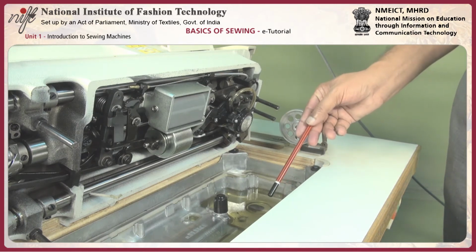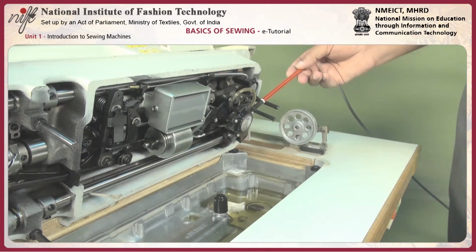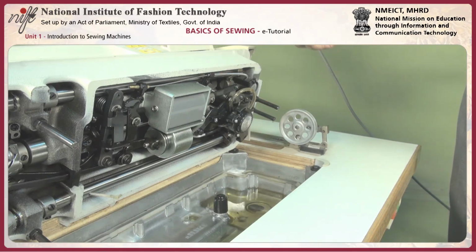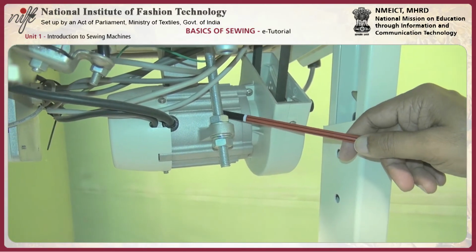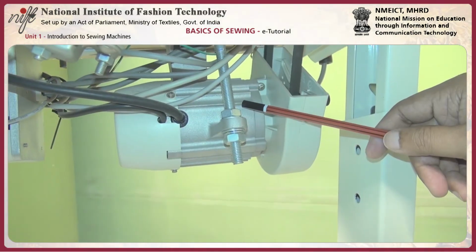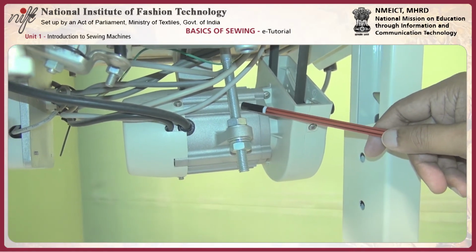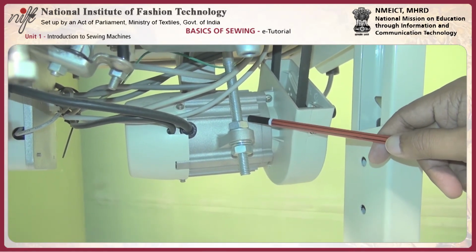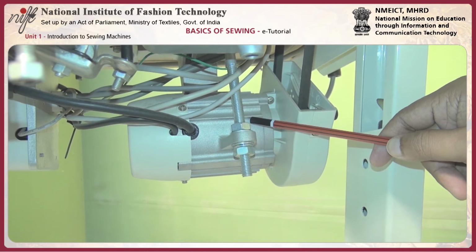Oil tank with oil pump to supply oil to lubricate the entire machine. Motor connected to the machine with V-belt. This is a half HP motor connected to the machine with V-belt.